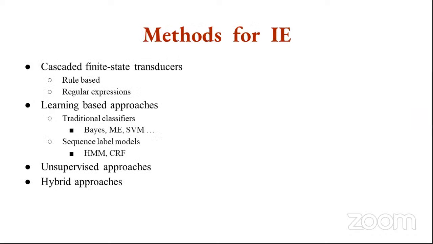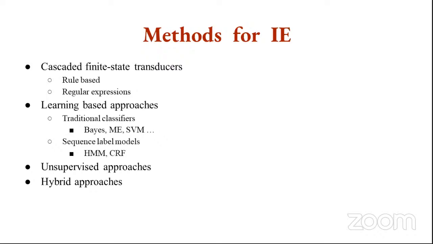There are several approaches for solving the information extraction problem. We'll see it task by task, as there are several tasks involved under information extraction. But there are several methods for information extraction. One is cascaded finite state transducers. It can be rule based or regular expression based. The finite state automata from automata theory can be used to understand the meaning of sentences or to extract useful information from the sentence.